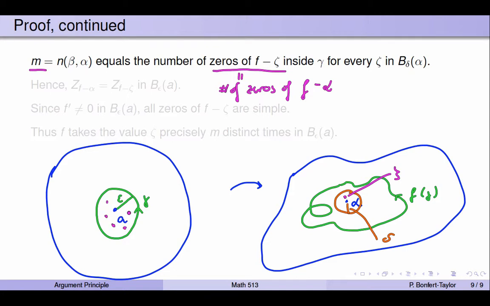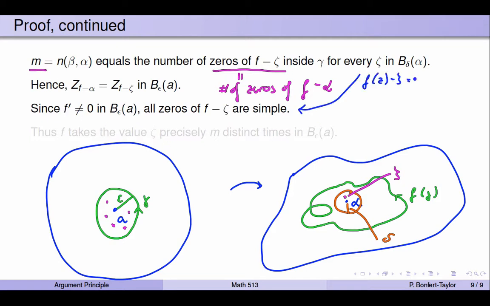So there must be m points at which f takes the value zeta. So the number of zeros of f minus alpha is equal to the number of zeros of f minus zeta in this ball of radius epsilon. We have that f prime is non-zero in the epsilon ball of a, and therefore all these zeros are simple.